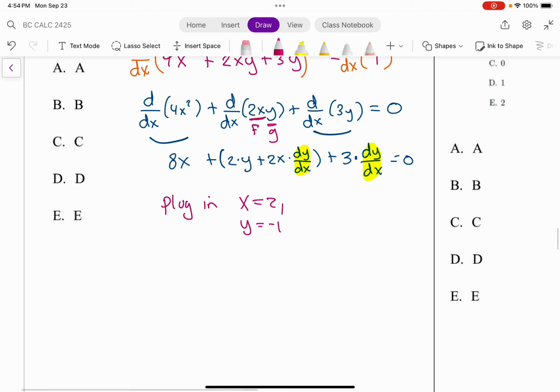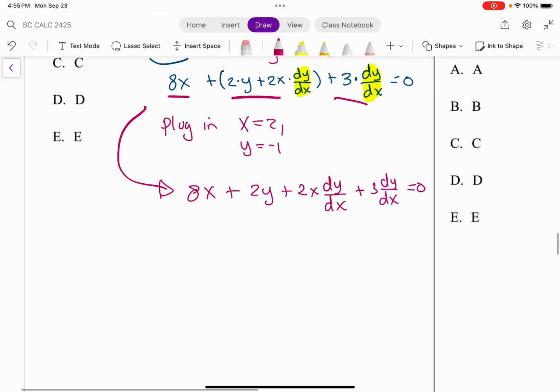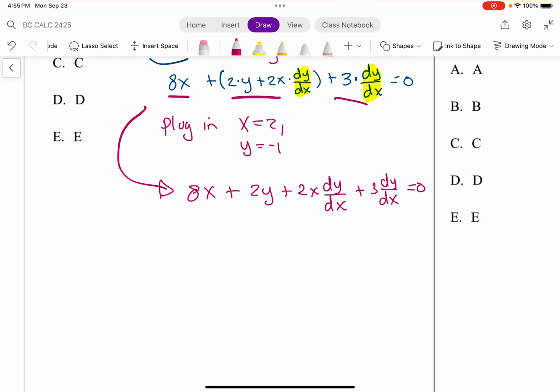So that becomes, you know what, maybe we'll clean this up first. So this would be 8x plus 2y plus 2x dy/dx. Never mind, I guess there wasn't much to clean up. That was a little redundant. For a second, I thought things were multiplying. Anyway, now we'll plug in.